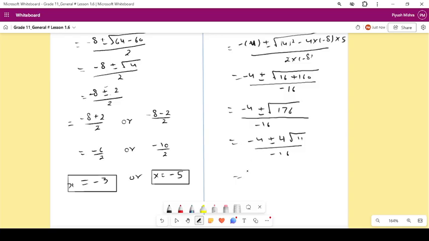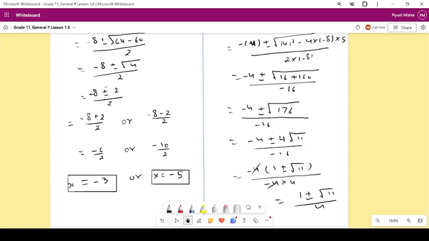Take minus 4 common. If I take minus 4 common here, it will give you 1 plus minus square root of 11, and minus 16 I can write as minus 4 times 4, so minus 4 and minus 4 will get cancelled. So what will be the answer? I will write 1 plus minus square root of 11 by 4. So this is our answer.